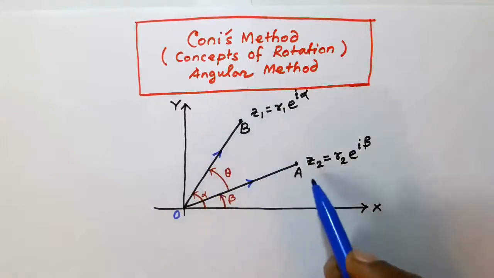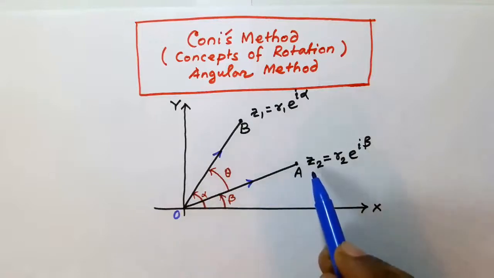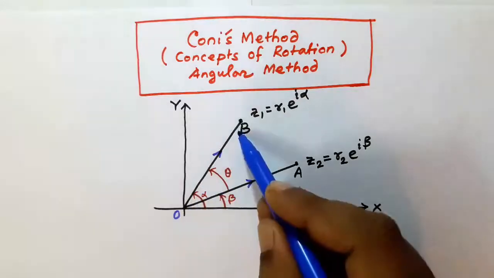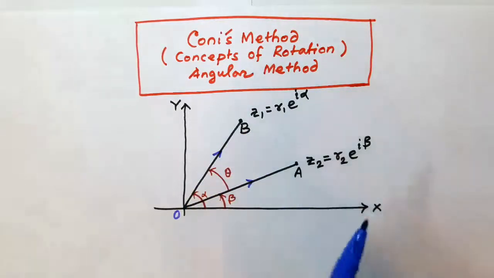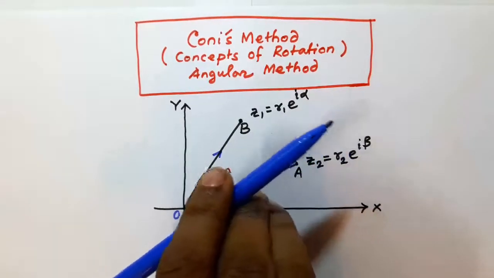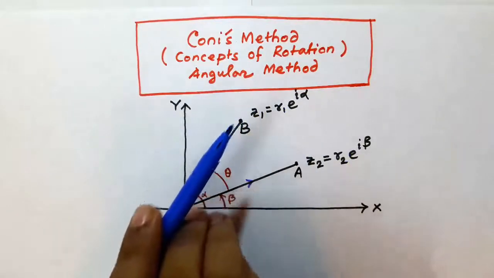You know, friends, this direction Z2 is the initial position of the rotation and Z1 is the final position of the rotation. That means from this initial position it rotates by theta to reach this direction, that is Z1.